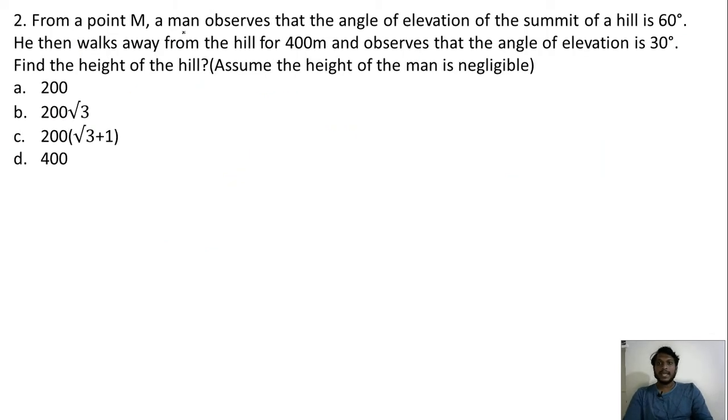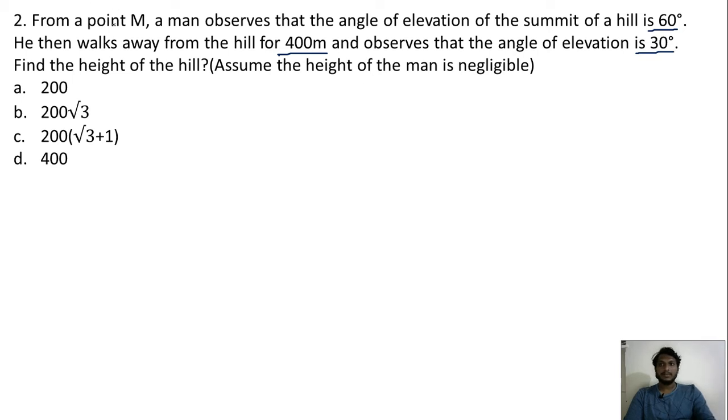From a point M, a man observes that the angle of elevation of the summit of a hill is 60 degrees. He then walks away from the hill for 400 meters and observes that the angle of elevation is 30 degrees. Find the height of the hill.